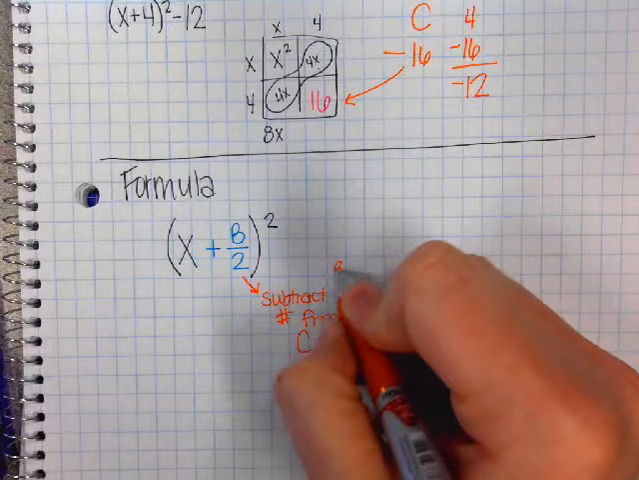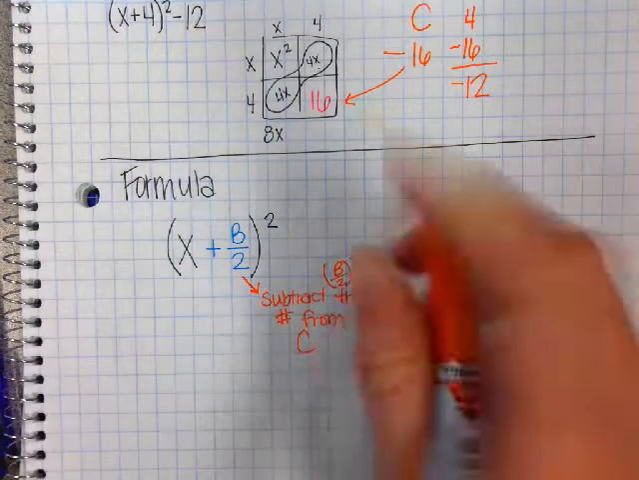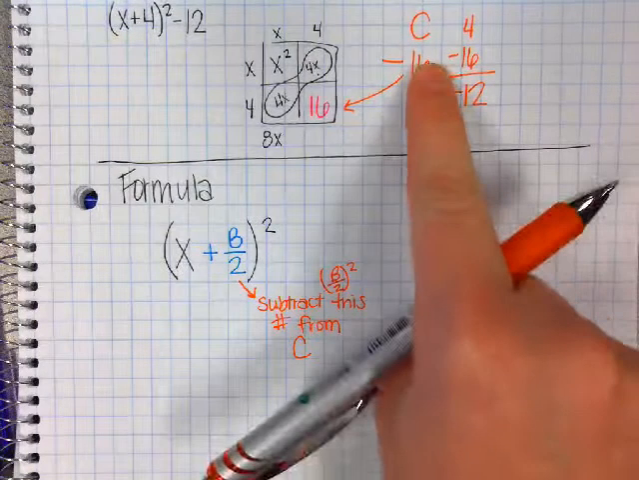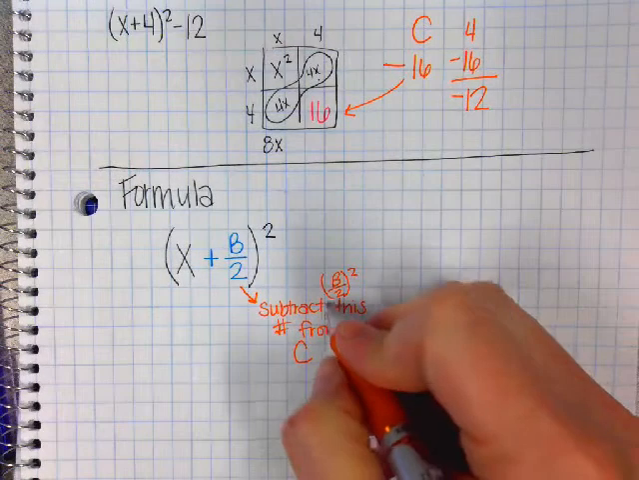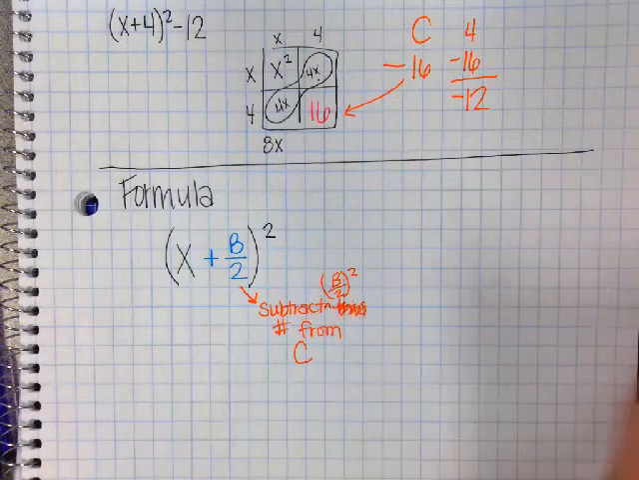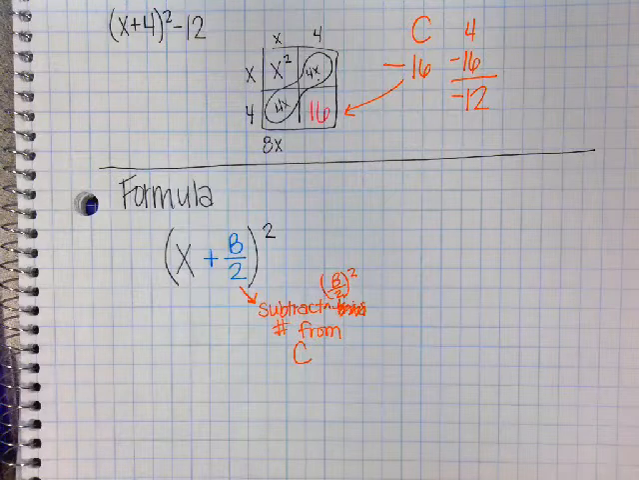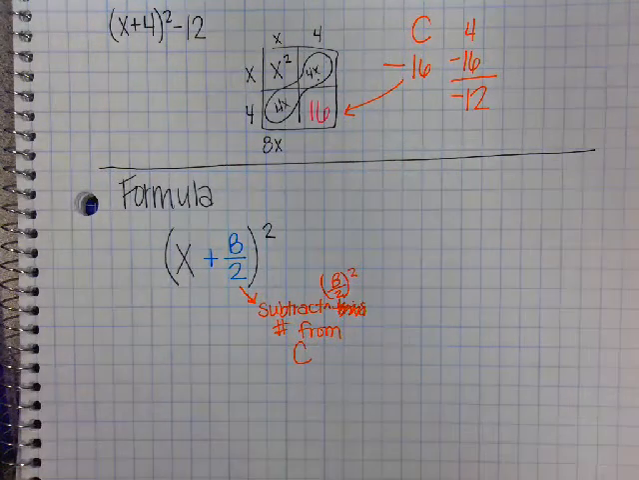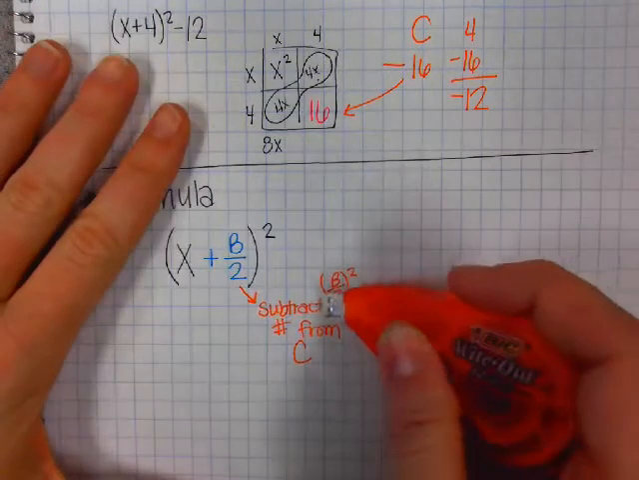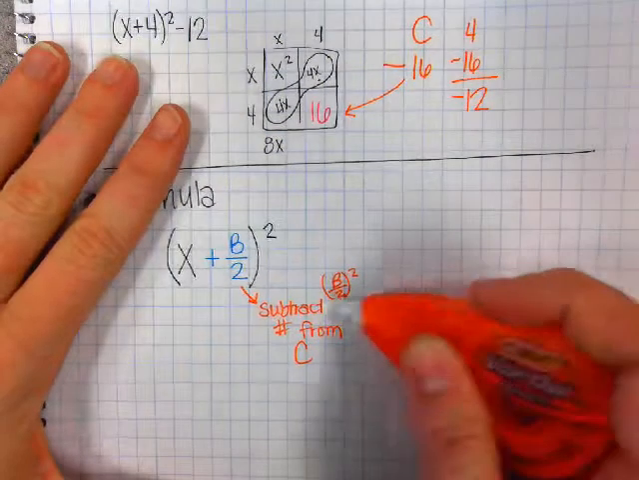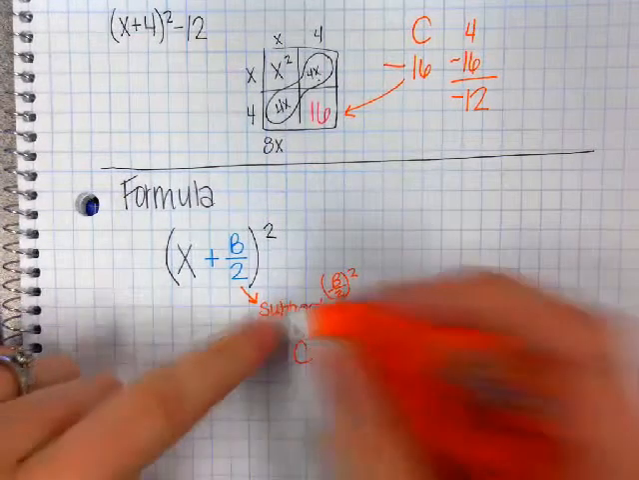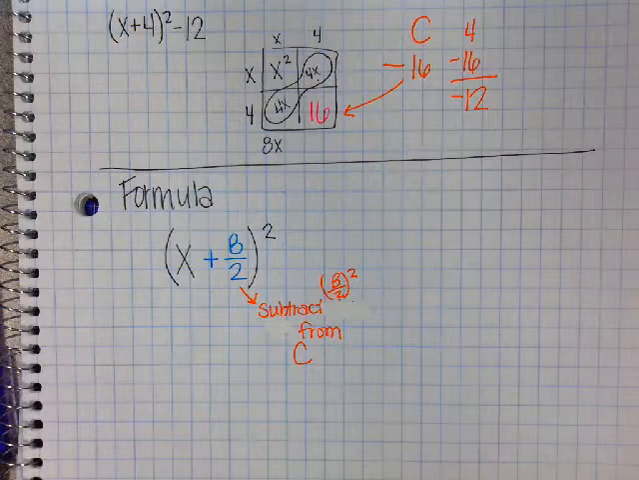Oh, except I wrote that wrong. Subtract. It has to be b divided by 2 squared. So up here, it was 4 times 4 is 16, and that's what you subtracted. Sorry. So it should say subtract b divided by 2 squared from C. Let me go ahead and use my whiteout. Okay, sorry. So it's going to be subtract b divided by 2 squared from C.